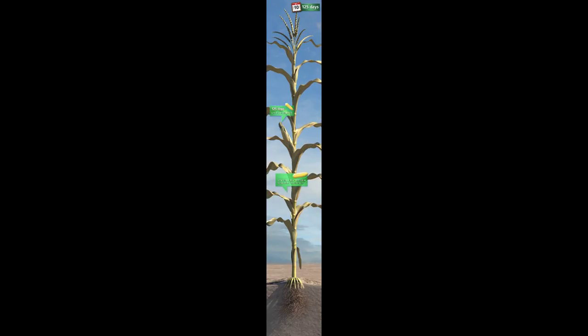The corn is left to dry in the field for several weeks prior to harvest. The corn plant growth cycle takes about 125 days or 4 months.